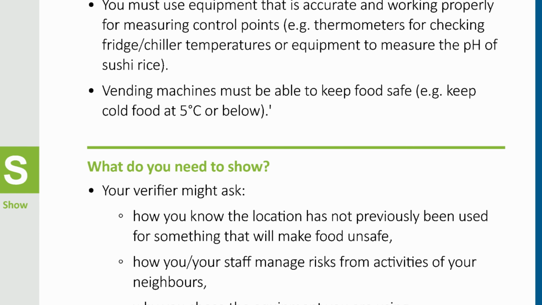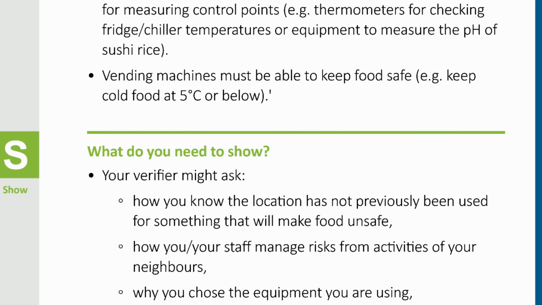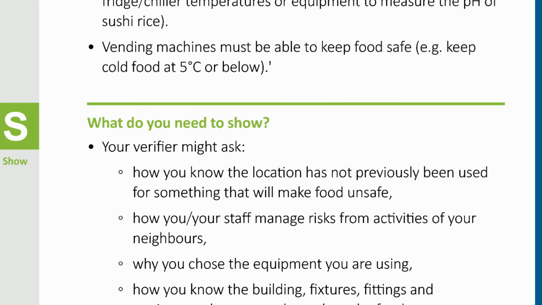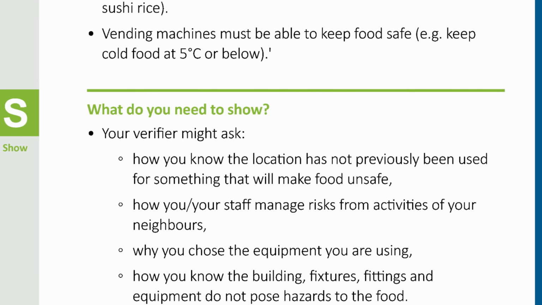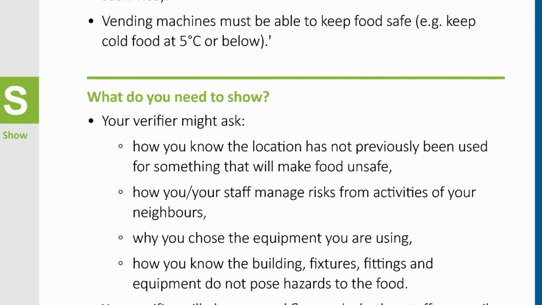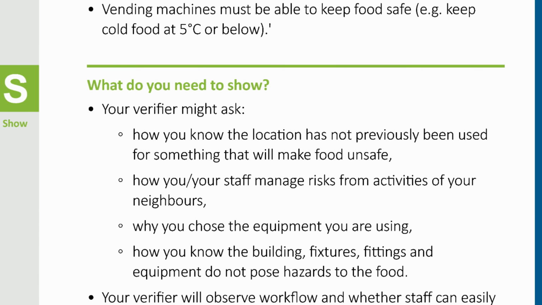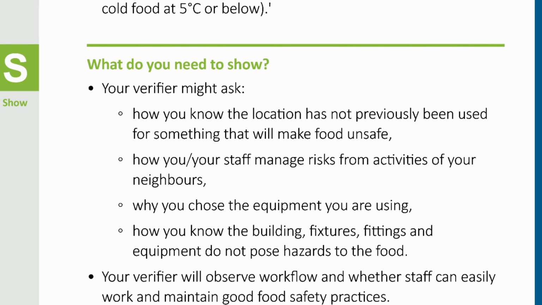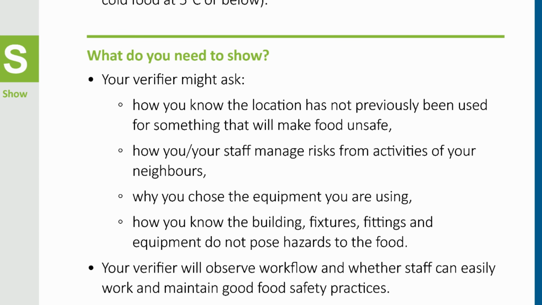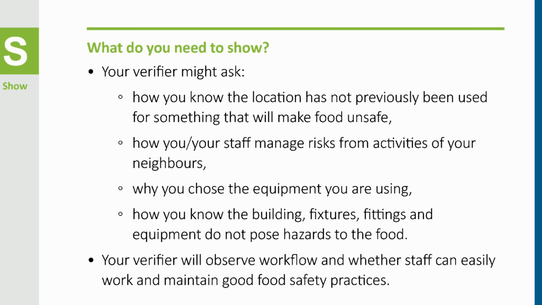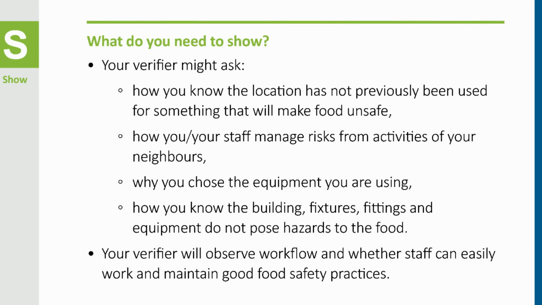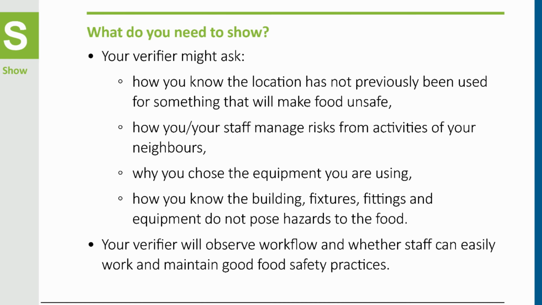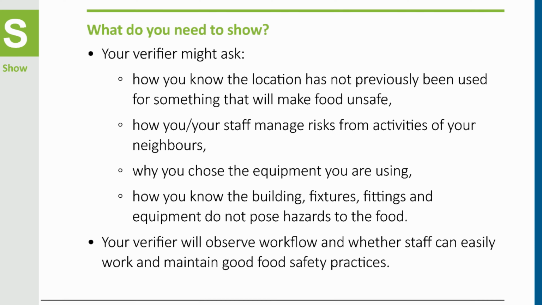What do you need to show? Your verifier might ask how you know the location has not previously been used for something that will make food unsafe. How you and your staff manage risks from activities of your neighbors. Why you chose the equipment you are using. How you know the building, fixtures, fittings and equipment do not pose hazards to the food. Your verifier will observe workflow and whether staff can easily work and maintain good food safety practices.